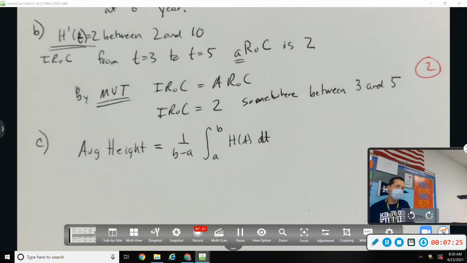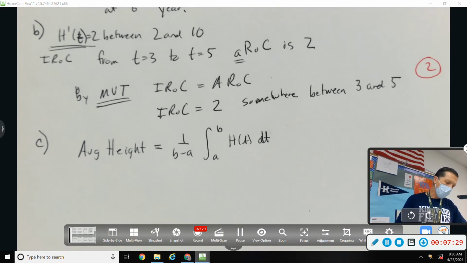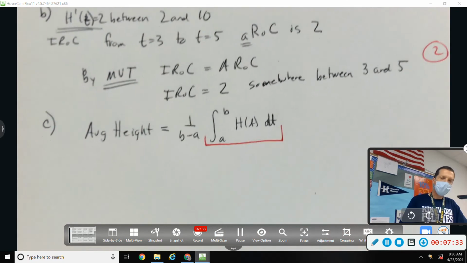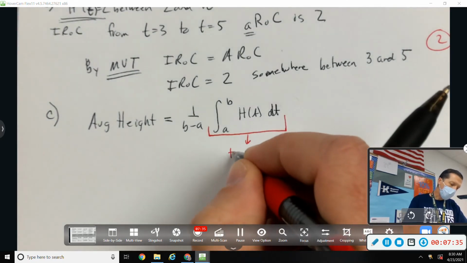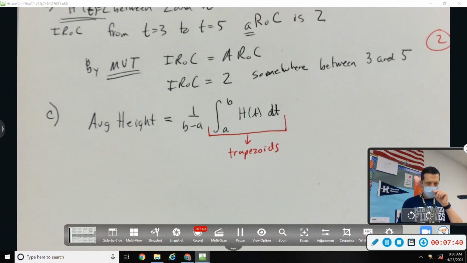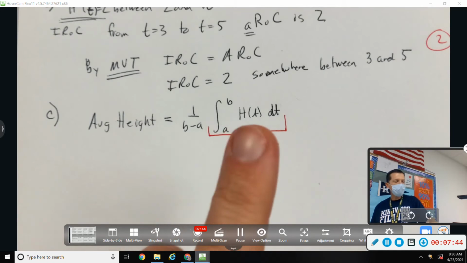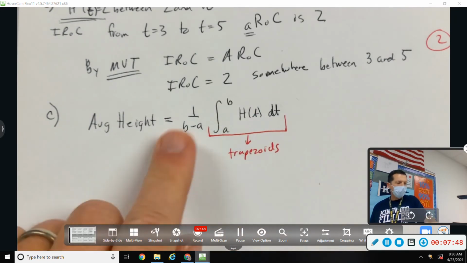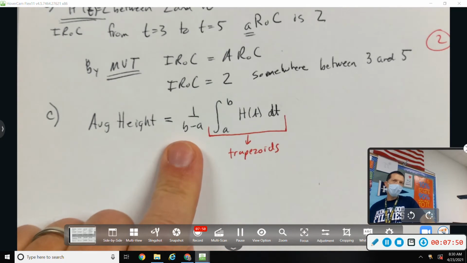That's the average height. But it said use a trapezoidal sum because I won't be able to get this exactly. I will use a trapezoidal sum to estimate that. And my guess is a whole bunch of people are going to do the trapezoid rule, because that's not too bad, but forget to divide by b minus a.